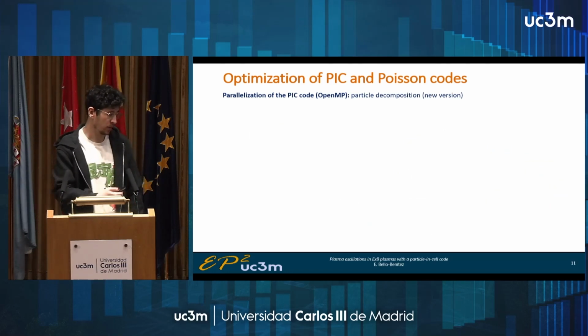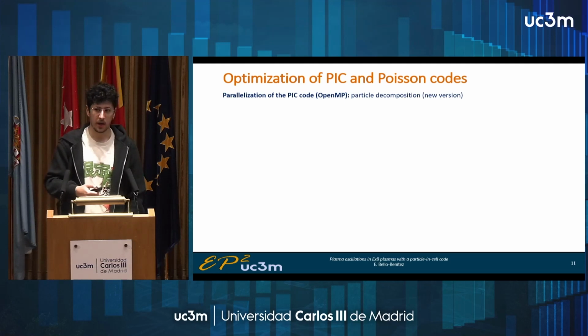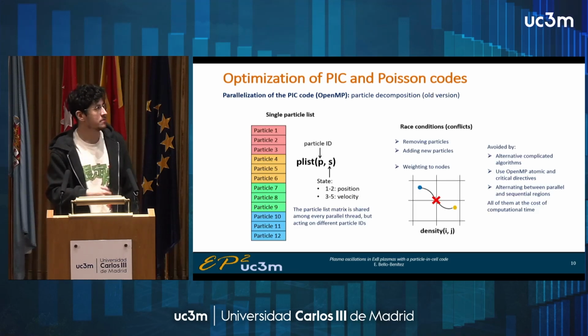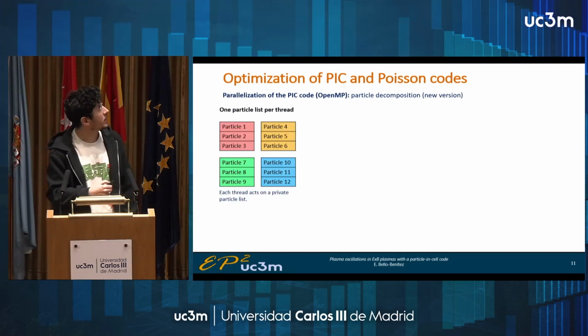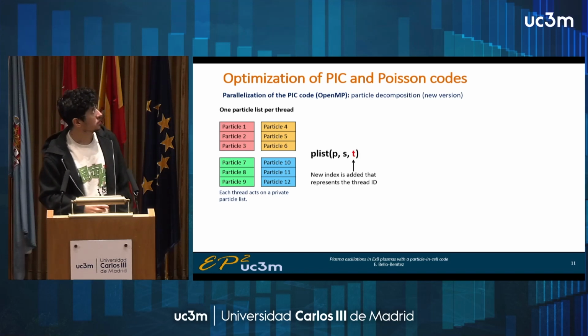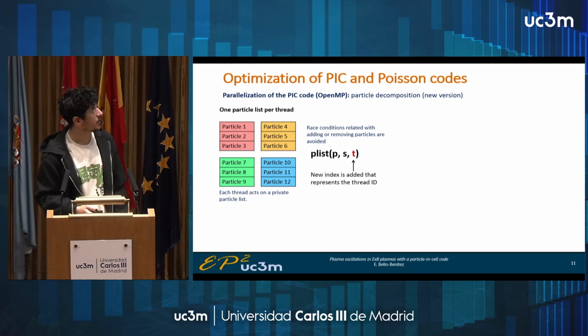After the stay, what I was doing was to implement a new parallelization. It's, again, particle decomposition, but the idea is to avoid those race conditions without having to deal with more complicated algorithms, etc. And the idea is that instead of having just one particle list, we have one particle list per thread. So each of these lists is private to each thread, and can only be updated by the thread that it belongs to. This is done by adding just a third index to the particle list matrix that refers to the thread ID. And in this way, race conditions related to adding or removing particles are completely avoided.